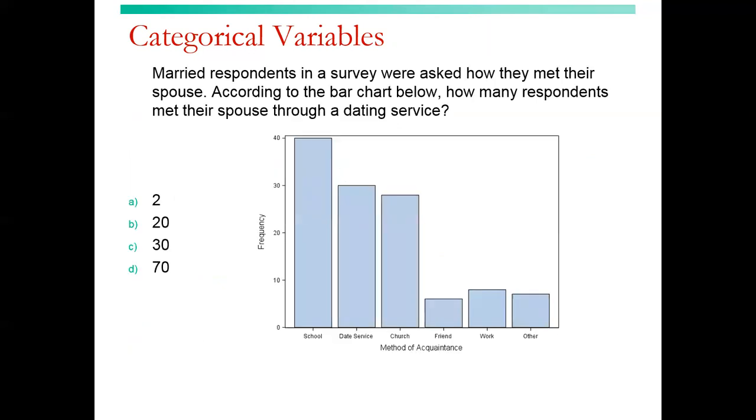Married respondents in a survey were asked how they met their spouse. According to the bar chart below, how many respondents met their spouse through a dating service? If we look at the bar that represents dating service and look at the frequency, we see that the bar goes almost up to the 30.